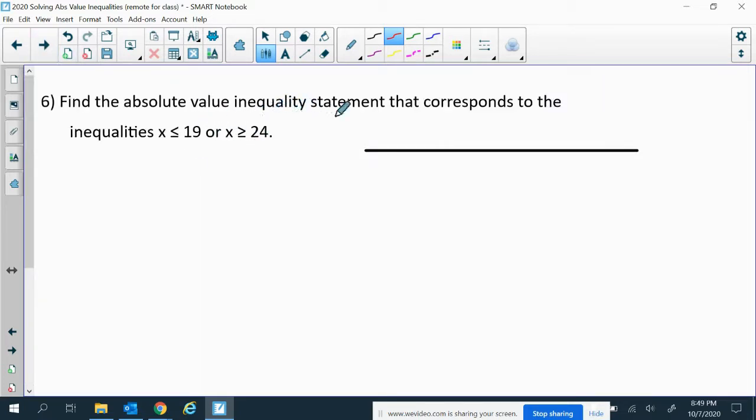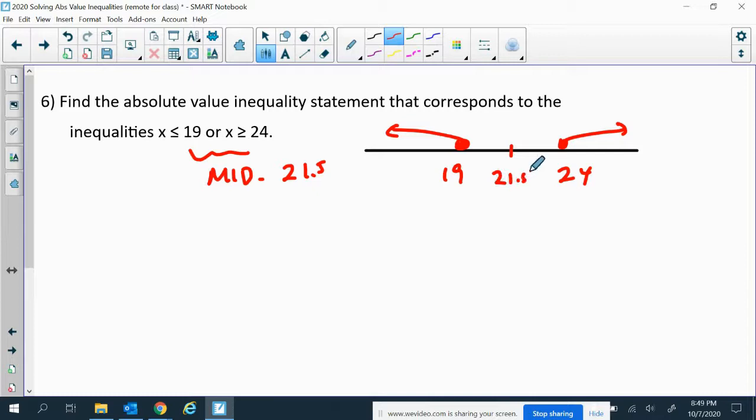Find the absolute value inequality statement that corresponds to these inequalities. So if I look at the middle of this, the center is going to be 21.5. So I want 19 here, and it needs to be filled in. 24 is over here. 21.5 is in the middle. And these are distances of 2.5.